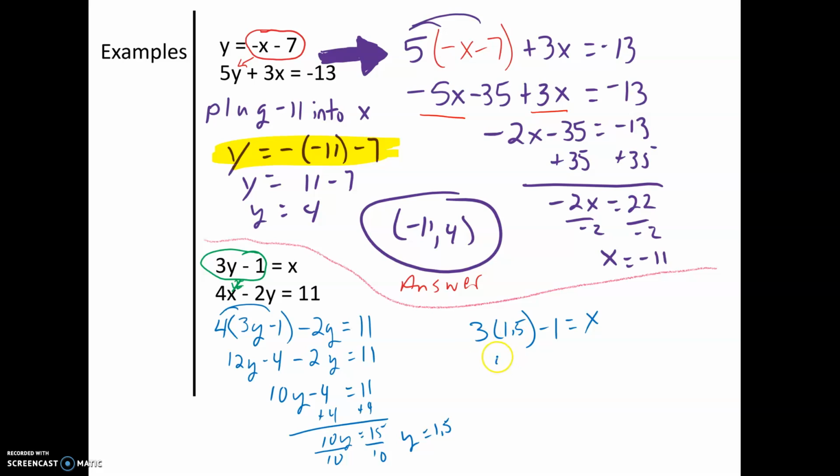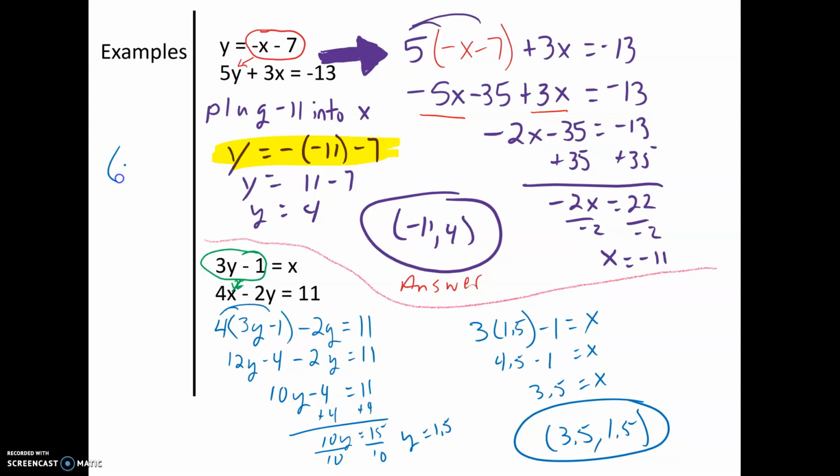3 times 1.5 is 4.5. 4.5 minus 1 is 3.5. And we get the x value is 3.5, the y value is 1.5. That's the answer as a point. Put the x in the first spot, the y in the second. So I'm going to go ahead and write that off to the side.